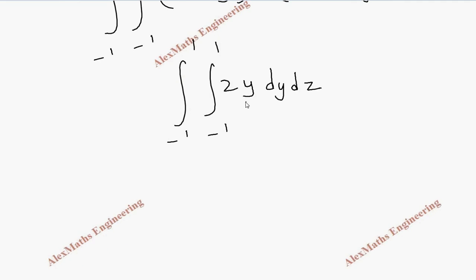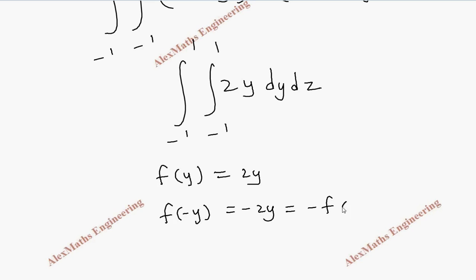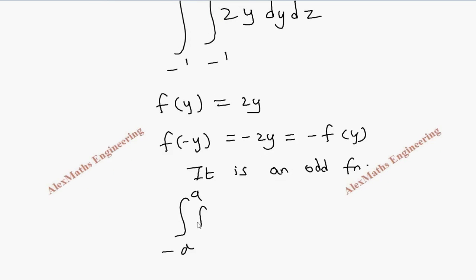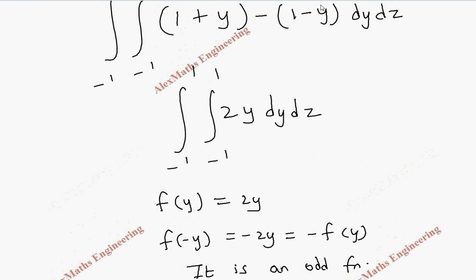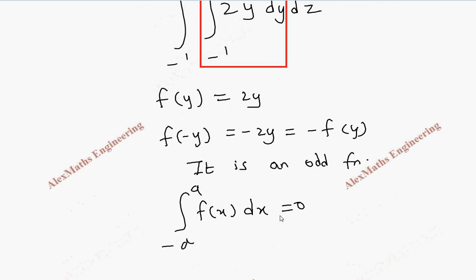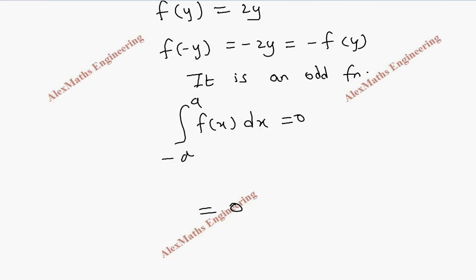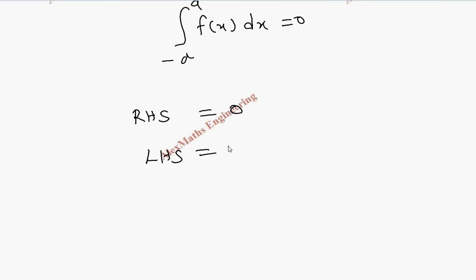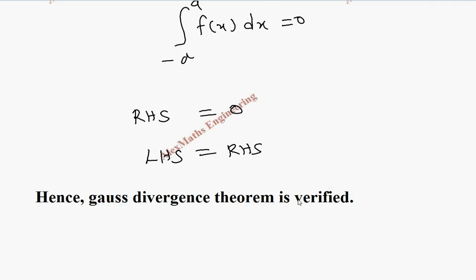So this 2y is an odd function, we can directly write it as 0. That is, when f of y is 2y, f of minus y is minus 2y, which is minus f of y. It means it is an odd function. When it is an odd function, we have a property: integral minus a to a of f of x dx becomes 0. So when we integrate this, this becomes 0. Since this becomes 0, totally the entire value becomes 0. It means the entire RHS is 0. So LHS equals RHS now. Hence we can say the Gauss divergence theorem is verified.